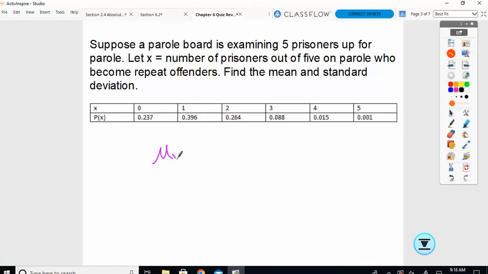So our mean is the X bar, 1.2517. Standard deviation is the sigma, 0.9693.